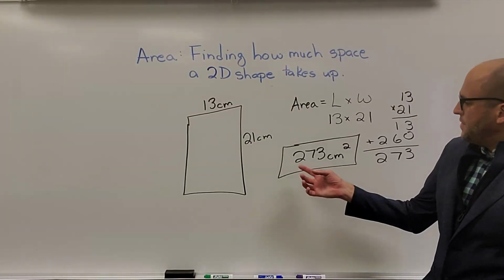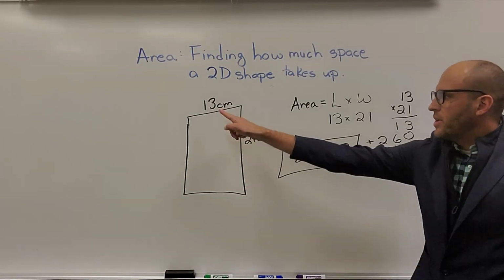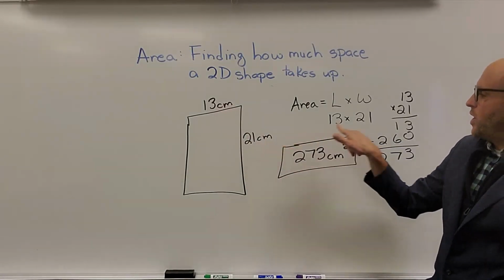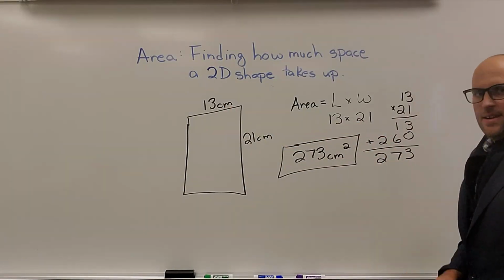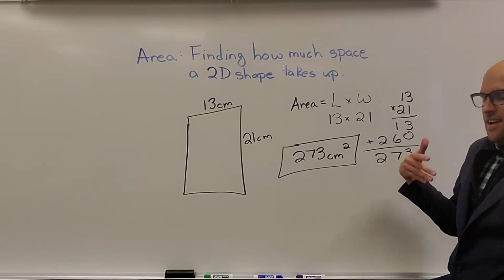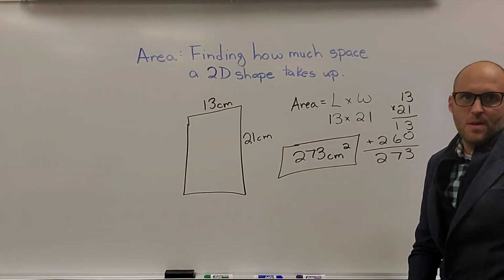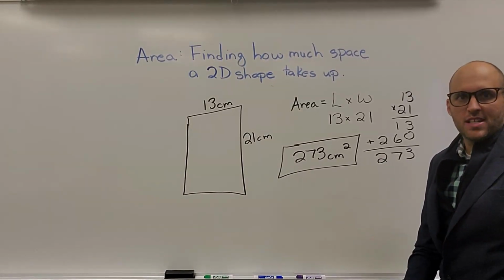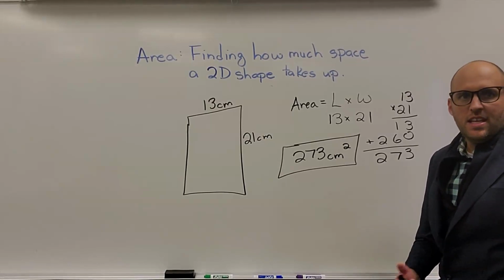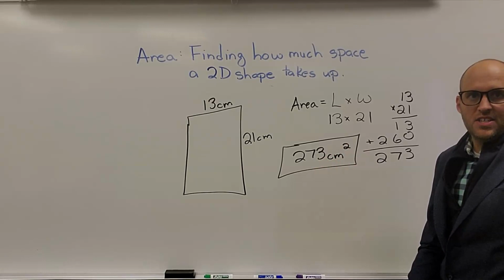Hopefully, friends, you came up with an answer of 273 centimeters squared. So here our length was 13, our width was 21 centimeters. I did my work over here on the side. As you see, friends, you're going to have to be able to multiply double-digit numbers. As you're going to see for the next problem, you're going to have to remember how to multiply decimals. So all the multiplication skills that we've worked on in previous years and units all come back with area. Let's do another problem.